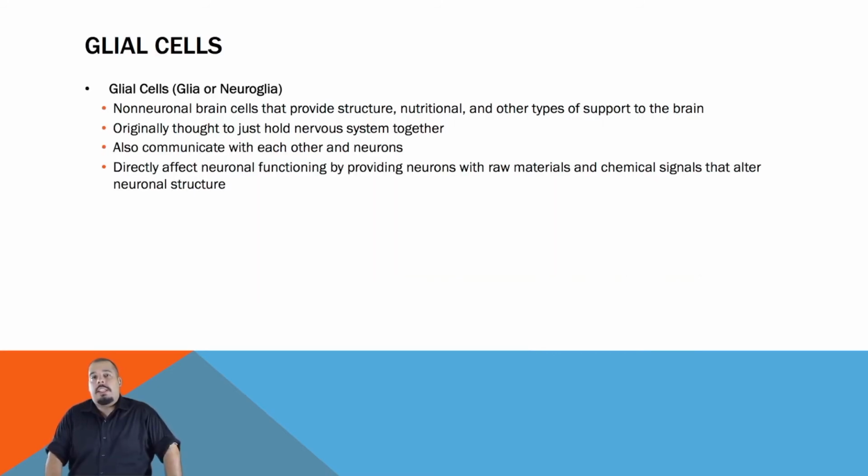Now let's discuss glial cells that we briefly touched on earlier this chapter. They're supportive cells to the nervous system that provide structure, nutritional, and other types of support to the brain and nervous system. There are several different types which are responsible for these different functions. They communicate with the neurons and directly affect neural functioning by providing neurons with raw materials and chemical signals that alter neuronal structure and excitability.